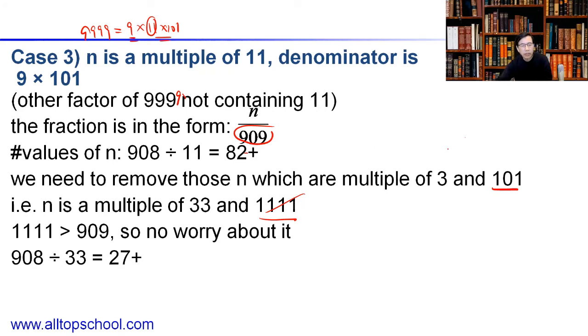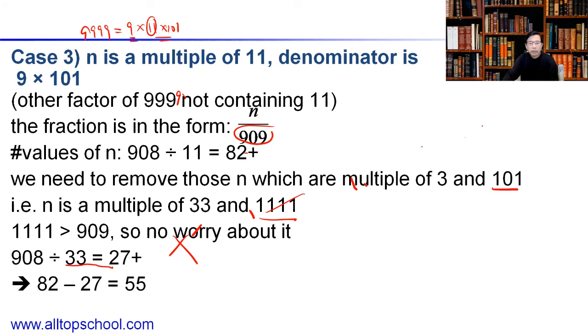And among these 82, we have 27 of them which are a multiple of 3 and a multiple of 11 at the same time. So these, we need to exclude them. So the actual qualified numerator in this case will be only 55 of them. 82 minus 27, 55 of them. So that's just the numerator being a multiple of 11.